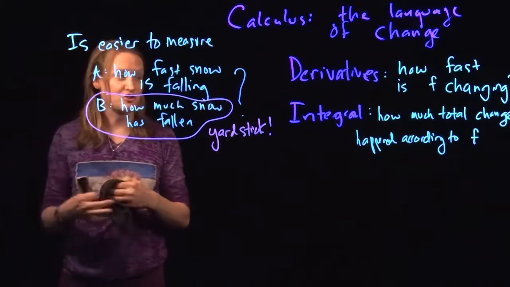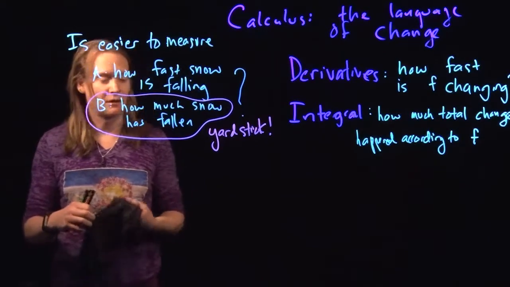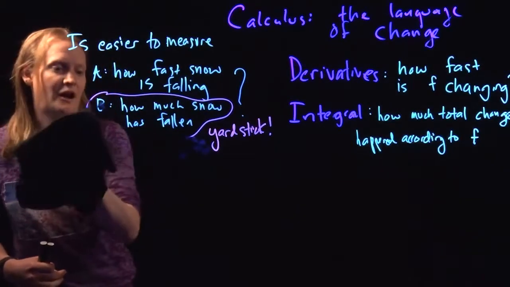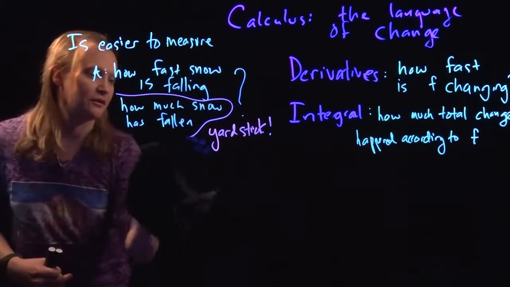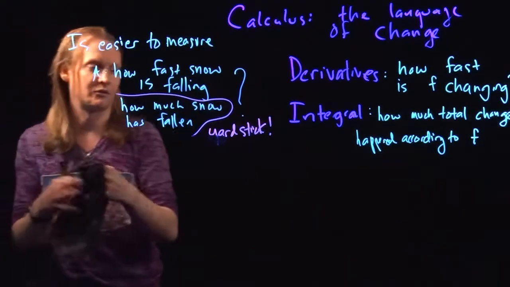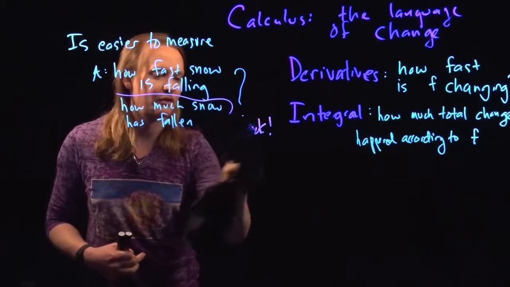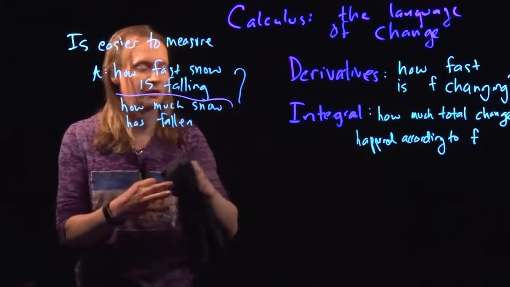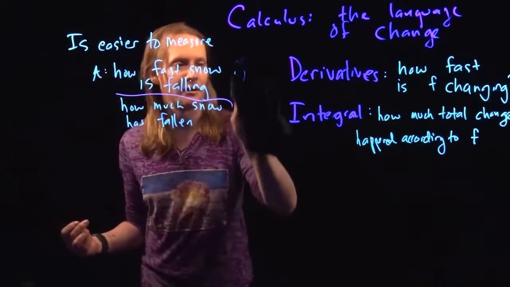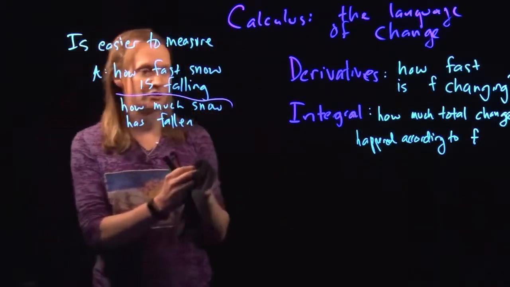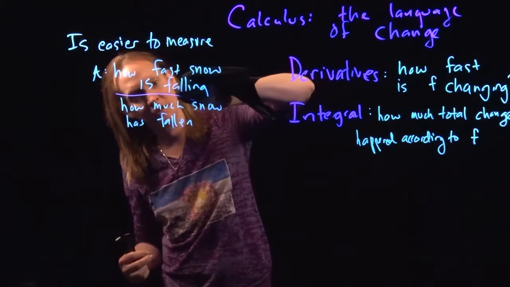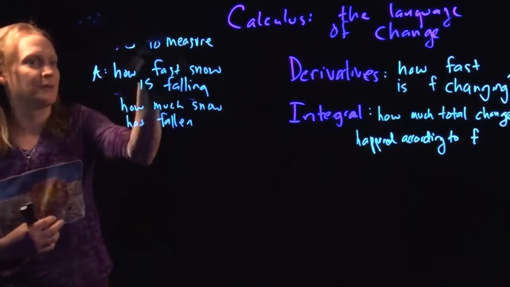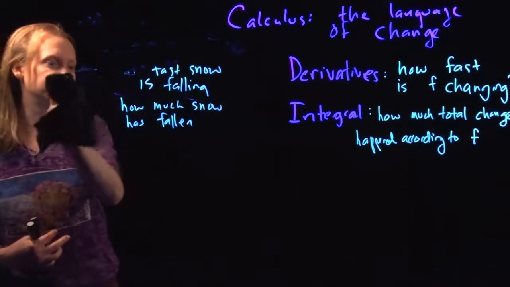We're going to let that be our function f. So we're going to measure how much snow has fallen so far in this snowstorm, because all we have to do is go outside and look at a yardstick. That is really, really super easy. It's a low-tech solution, and you get two units of measure at once, because you can use a two-sided yardstick, one side with meters and the other with inches or feet.